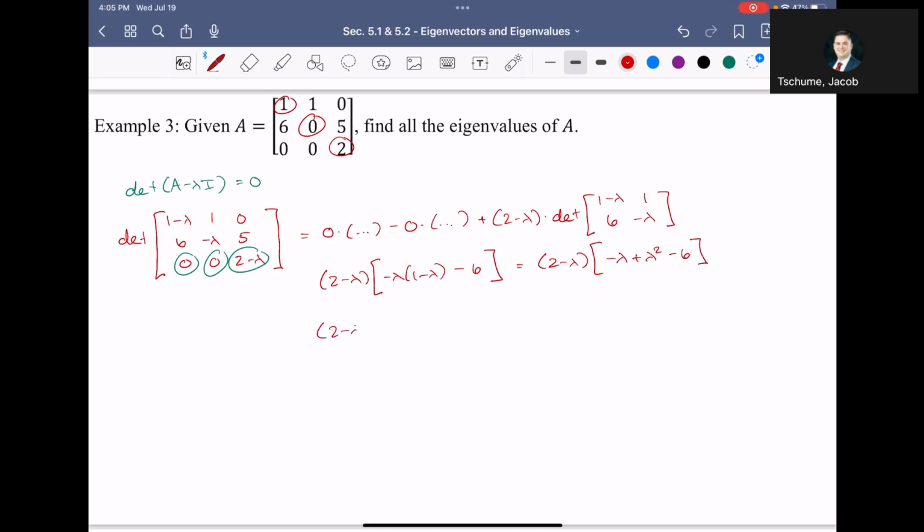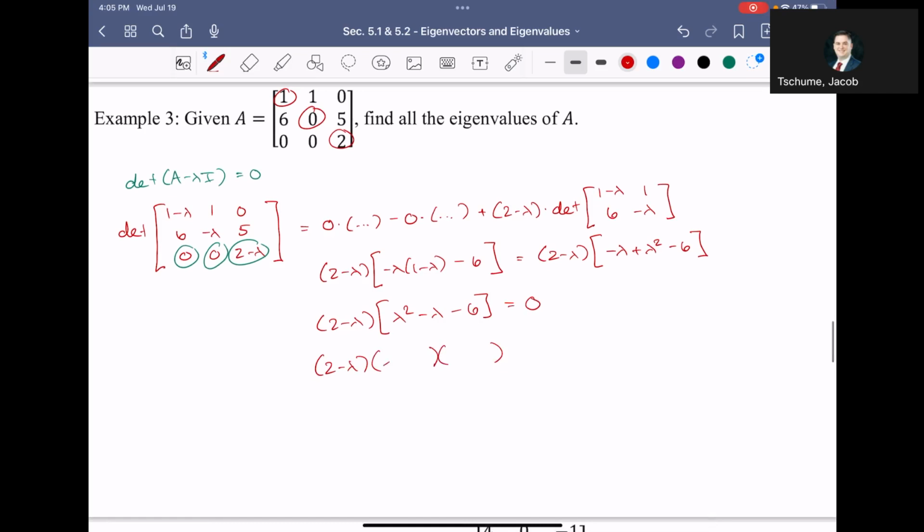If I were to reorder this, inside the bracket you're going to get lambda squared minus lambda minus 6. And remember, now that I've cleaned this up a little bit, you're going to end up setting this equal to 0. So now the factoring takes over. The 2 minus lambda is already out here by itself, so I'm not going to mess with that. Instead, I just want to factor what's inside the bracket. So if you were to factor lambda squared minus lambda minus 6, you should get lambda minus 3 times lambda plus 2, and all of that is equal to 0.